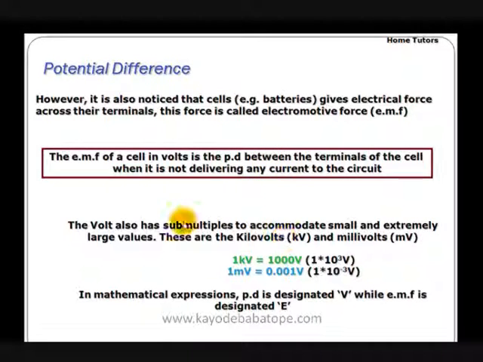And then we also have multiples of potential difference. You can have the millivolts and then you can have the kilovolts. In mathematical expressions, potential difference is designated V, while electromotive force is designated E. Electromotive force is the potential difference of an open circuit. Alright? The potential difference possessed by a cell that has no load connected to it.